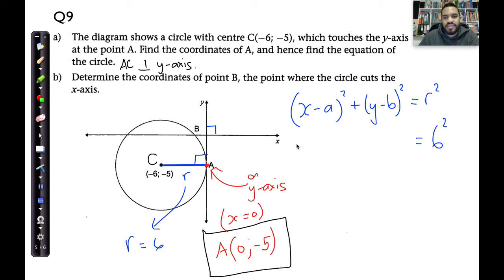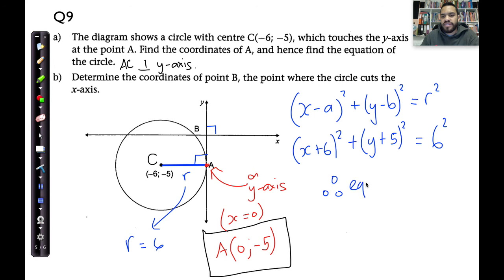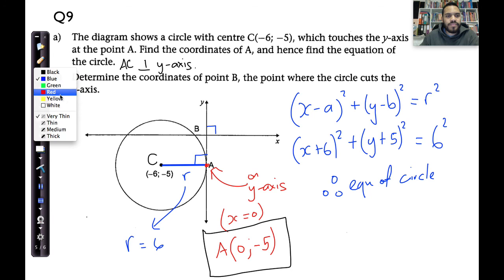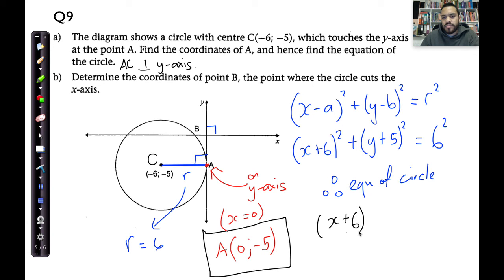And I know the center is actually x minus -6, so it's going to be x plus 6, squared, plus y plus 5, squared. Right, and there we go. Let's simplify this side. Therefore, my equation of the circle is going to be the following. Let's put it in black. It's going to be (x plus 6) squared plus (y plus 5) squared is equal to 36. And there we go.